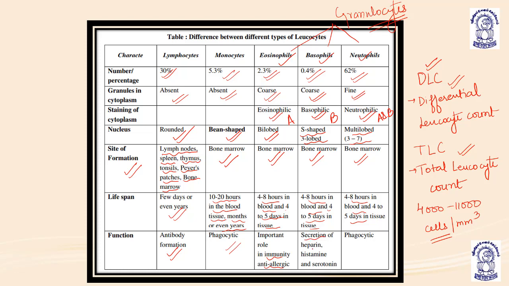Basophils help in the secretion of heparin, histamine, and serotonin, meaning all the cell mediators. Neutrophils and monocytes are phagocytic. Lymphocytes are concerned with antibody formation. Eosinophils have an important role in immunity and anti-allergic reactions. Neutrophils are also phagocytic in nature. Understood?